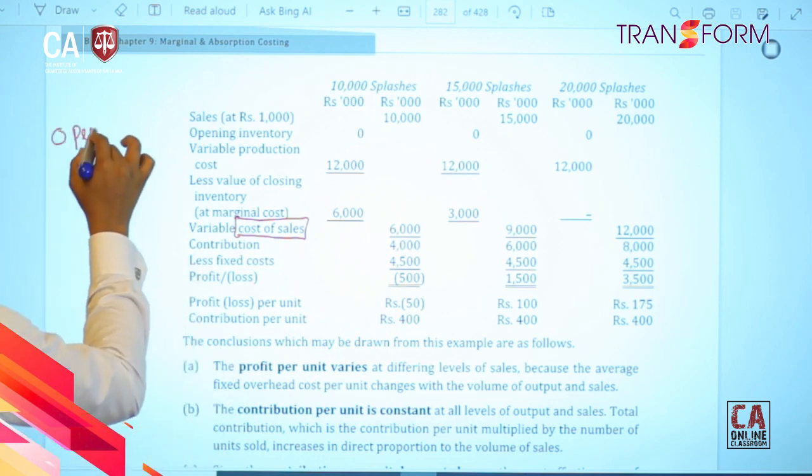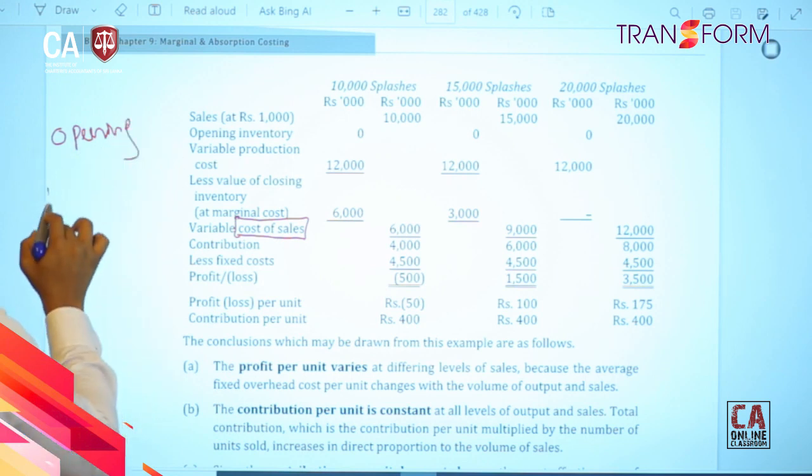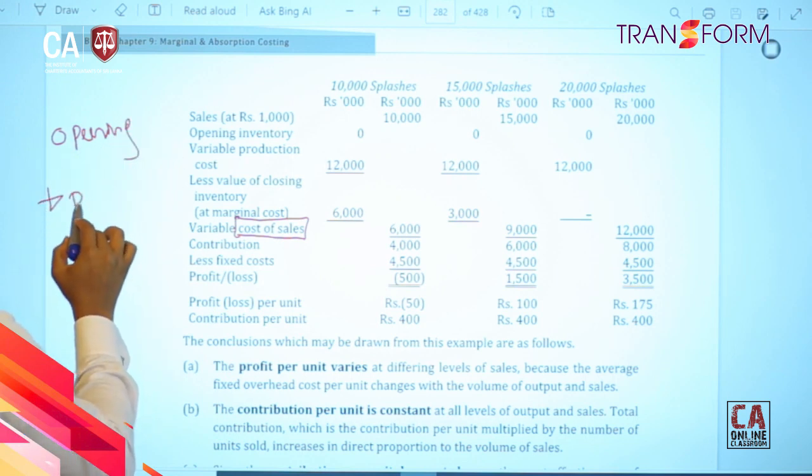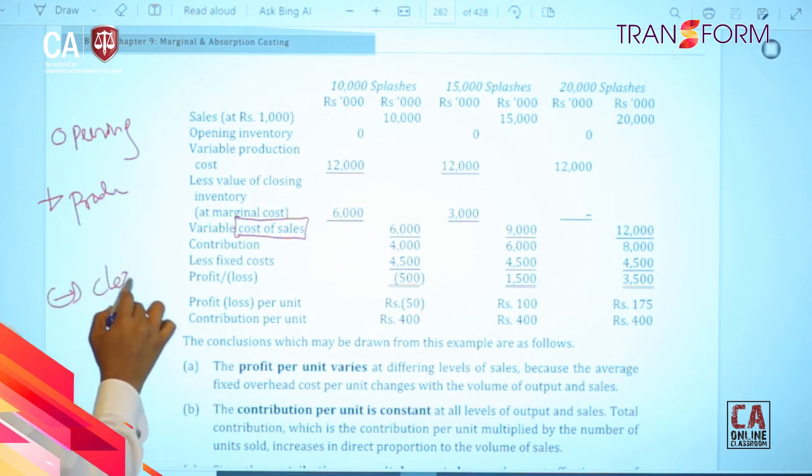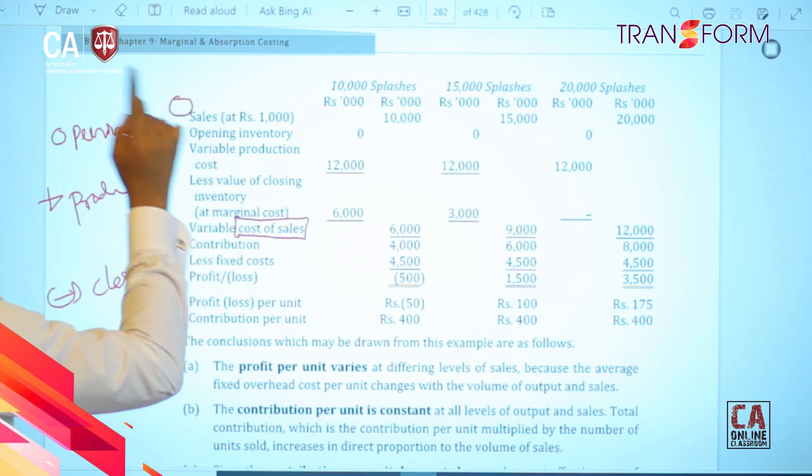How can you calculate the cost of sales? Opening plus current year production minus closing. We don't have the opening stock.